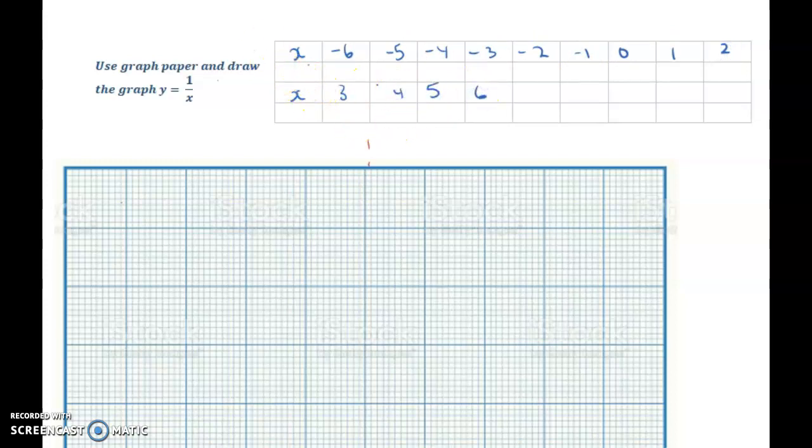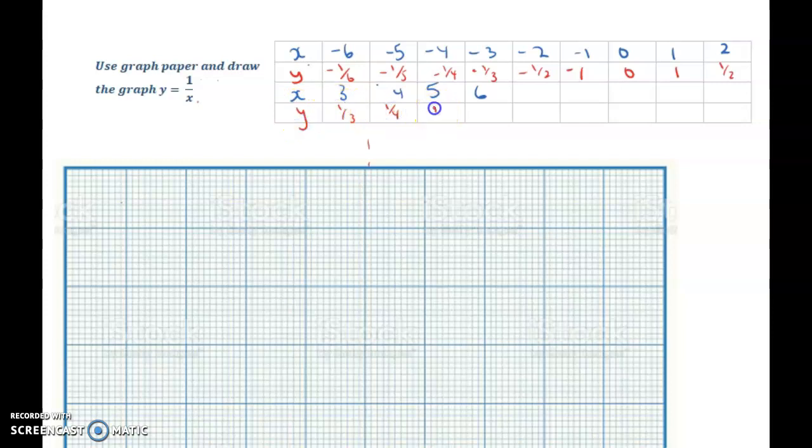Now the next line I'm going to input is my y value, right? So if x is -6, y will have to be 1 on -6. So that actually is -1/6, -1/5, -1/4, and so on, right? And I'll just fill out this. This would be 0, this would be 1, 1/2, and so on, right?